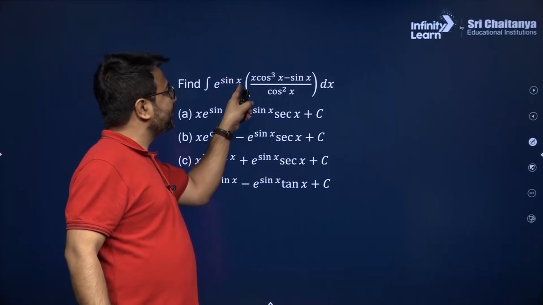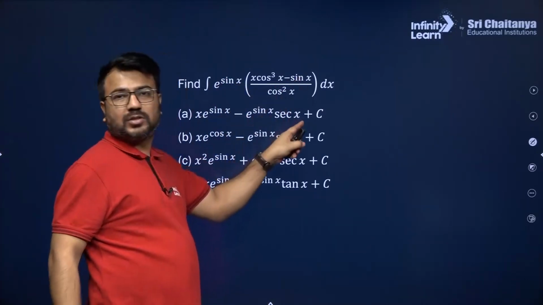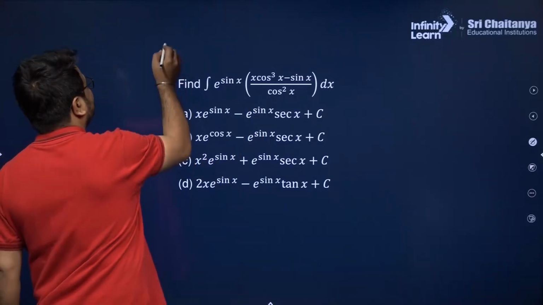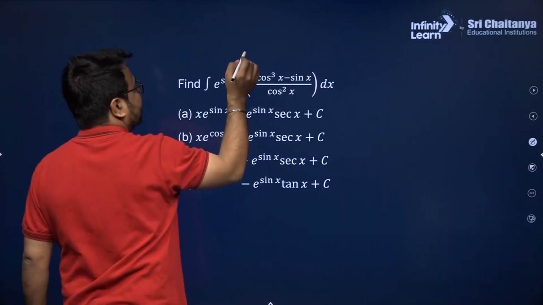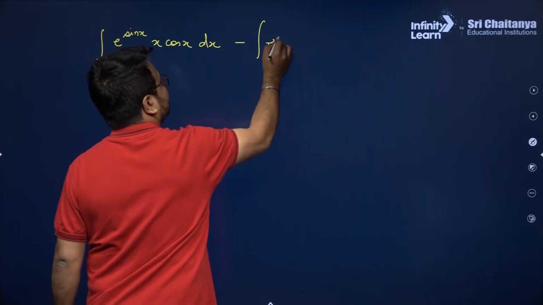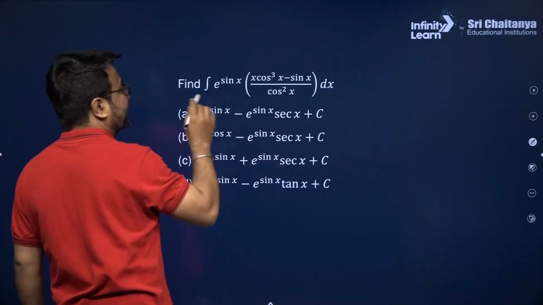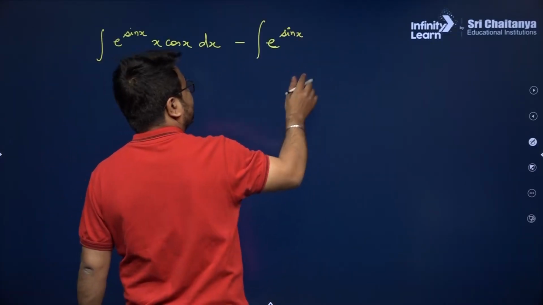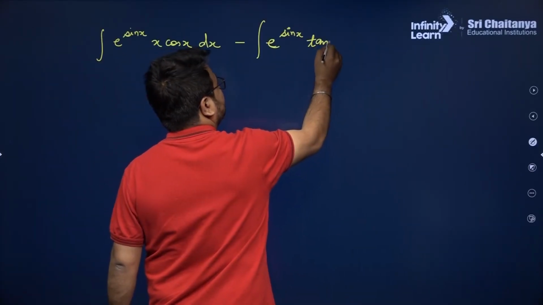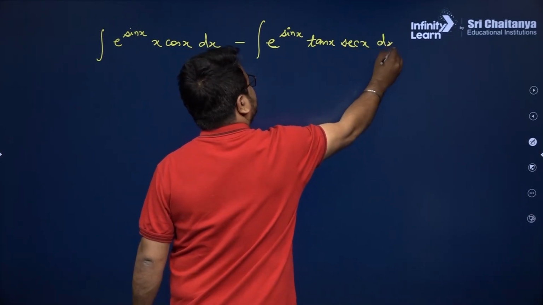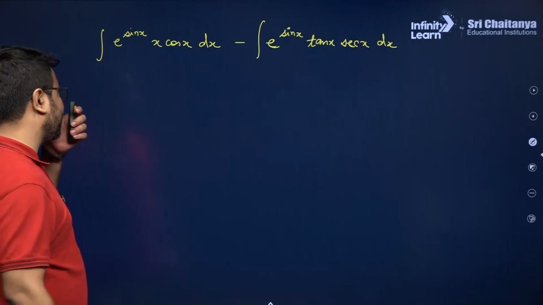Then we have e raised to the power sin x, then sin upon cos, that is tan, and 1 upon cos, that is sec. So I'm writing here e raised to the power sin x, there will be a negative in between, e raised to the power sin x, and then we have tan x, and then we have sec x, and it will be dx. I hope this is also clear to you.